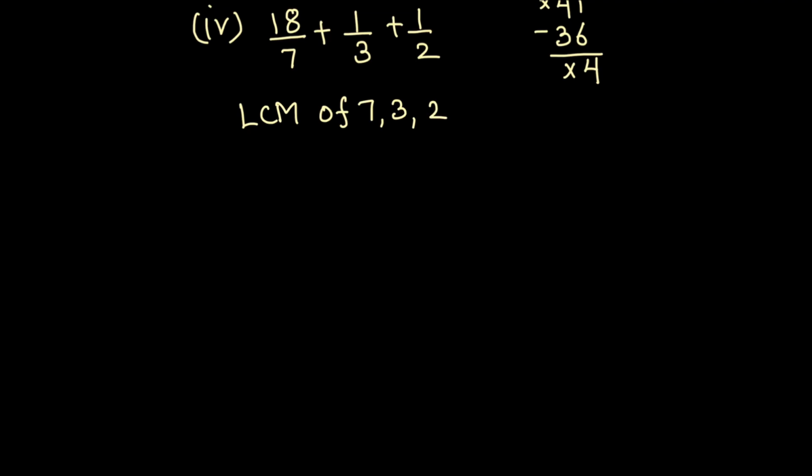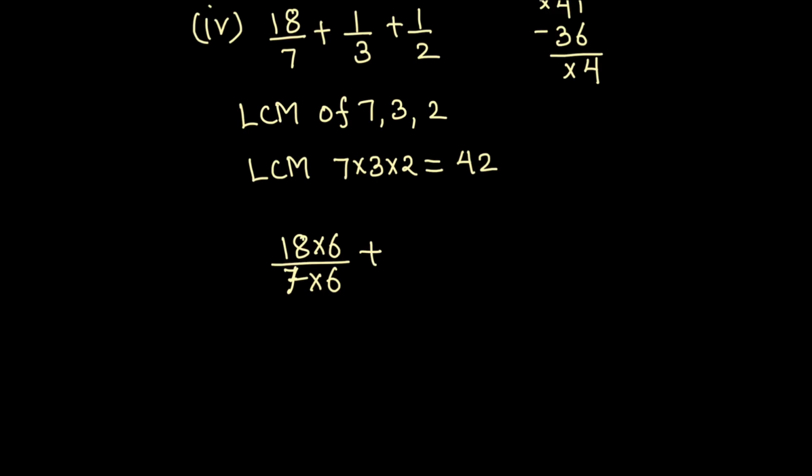And here we see that 7, 3 and 2 do not have any common factor. So LCM will be the multiplication or the product of 7, 3 and 2, which is 7 times 3 times 2. So the denominator is 42. Let's make the denominator equal to 42. So this is 7 times 6 is 42. To make 7 equal to 42, we have to multiply it by 6. So we'll multiply the numerator 18 by 6.